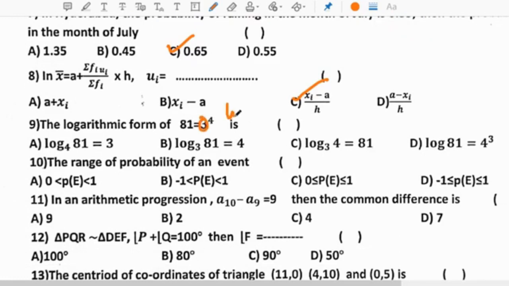So here there is a base, so in the logarithm also the base 3 should be there. So 81 will become the logarithm argument and the power will become the 4. The range of the probability of an event always lies between 0 and 1, including 0 and 1.